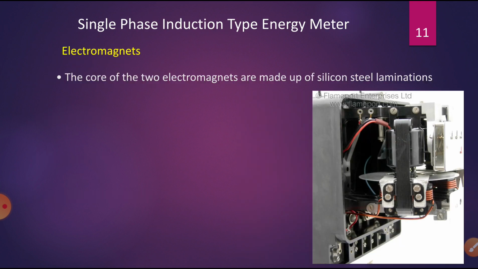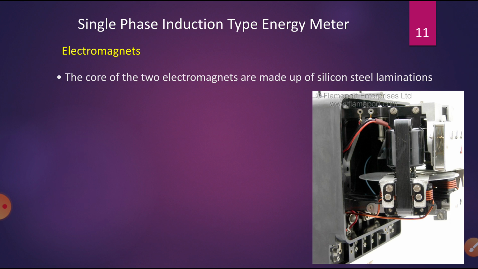The cores of the two electromagnets are made up of silicon laminations, similar to our motors. What is the purpose of this? It is to reduce the core losses. The core losses are eddy current losses and hysteresis losses. Hysteresis losses can be reduced by using high silicon content material and eddy current losses can be reduced by laminations. What is the lamination thickness? Generally 0.35 mm to 0.5 mm thickness is used in our electrical machines.